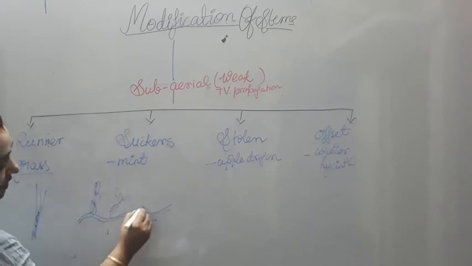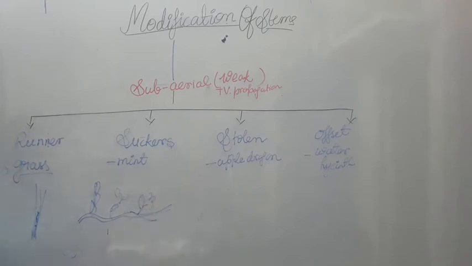And if this one is there, this will also develop into the new plant. So this kind of a structure is seen in the mint. Same way stolon is there. They are also running parallel to the ground and they also develop to give the vegetative propagation to the plant.